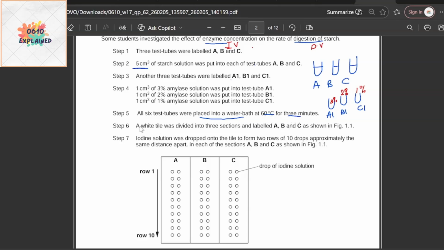for 3 minutes. A white tile was divided into three sections, as you can see here on the diagram provided, that it forms two rows of 10 drops approximately the same distance apart in each of these sections, that is A, B, and C. They have shown you that there are 10 rows which are present over here, and in each row the iodine sample was dropped onto the tile to form two rows of 10 drops approximately. Okay, so that's what we are saying, that here they have added the iodine solution.